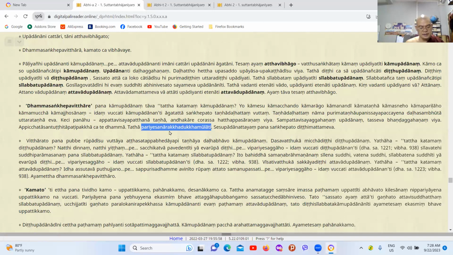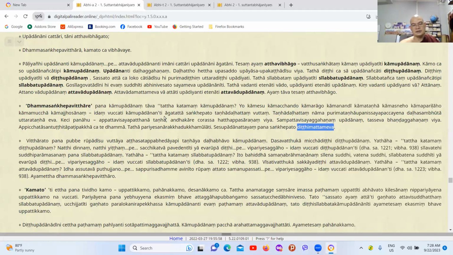So there are three upadana in brief, just ditthi here. Kamupadana refers to tanha. And ditthupadana, silabbatupadana and attavadupadana refer to ditthi in brief. We have only two realities here, tanha and ditthi.